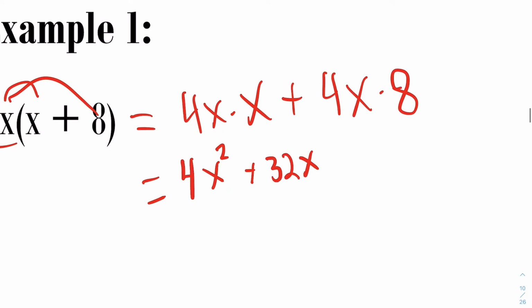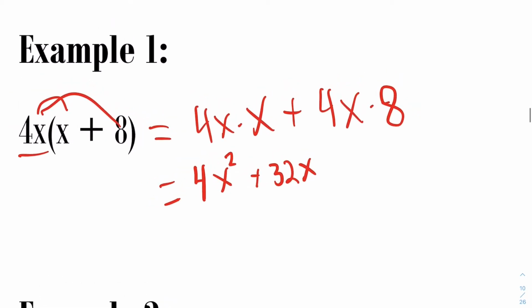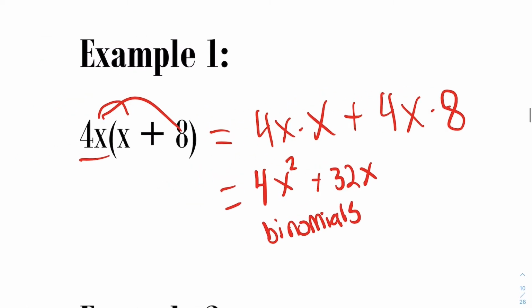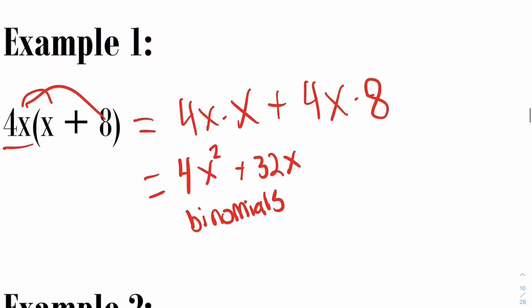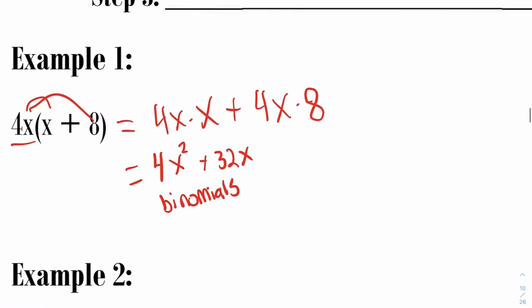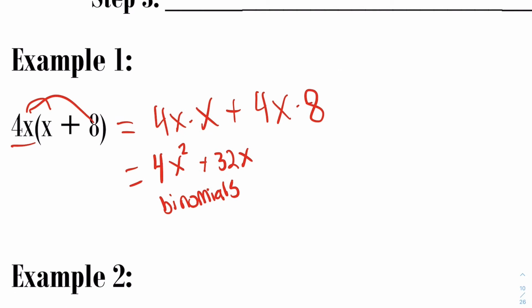You can see that this is kind of different from what we've done in the past, because there is 4x squared and there is plus 32x. These two things are not like terms, so this is a binomial. Whenever we multiplied a binomial by a monomial, it made a binomial. If you remember yesterday's lesson, binomial just means that there are two terms and they are unlike terms. No big deal.